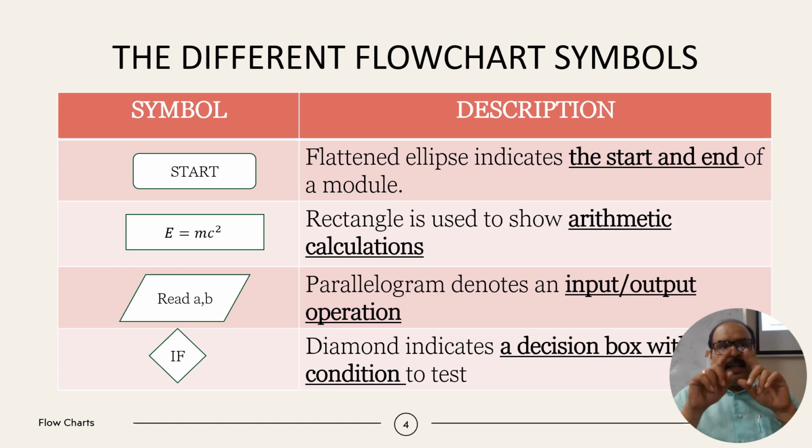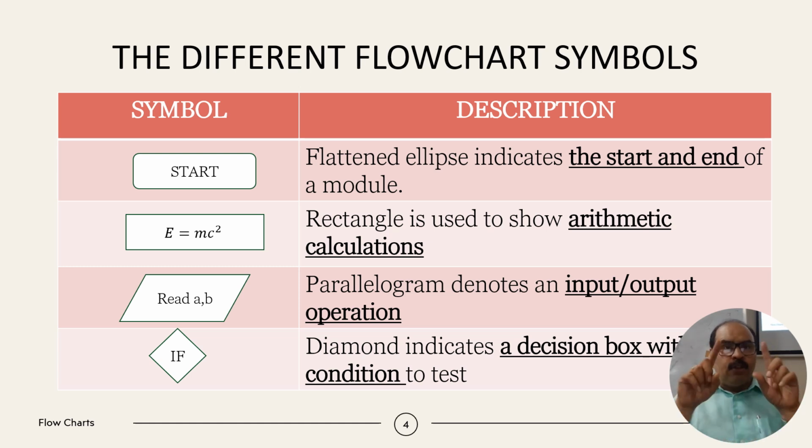The second one is a rectangle to represent any kind of mathematical equation or any kind of operation, arithmetic calculations or operations generally. Say, for example, you want to write an equation, you can use a rectangle. A parallelogram is for input-output operations. To read a value or to print a value, to take some inputs or to declare some inputs, we use parallelograms.